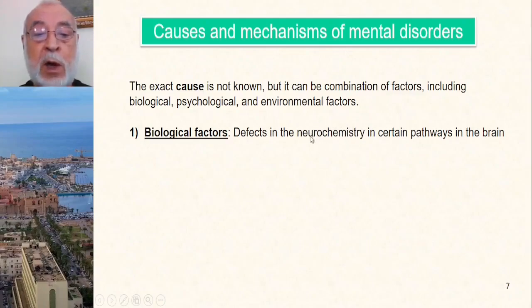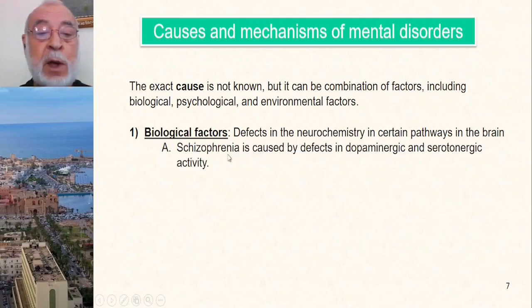How do they know that there is a defect in the chemistry of the brain? They found that schizophrenia usually is treated by antipsychotic drugs, and these antipsychotic drugs block dopaminergic receptors or serotonergic receptors. So schizophrenia is due to defects in dopaminergic, meaning dopamine neurotransmission, or serotonergic, meaning serotonin neurotransmission.